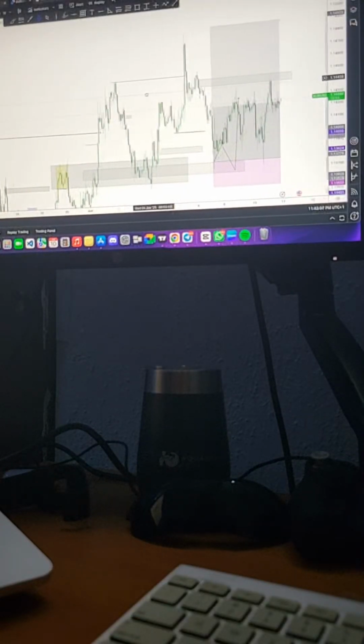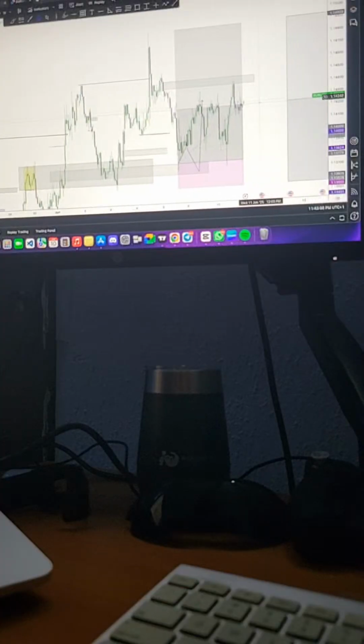So currently I've closed almost all my position on EURUSD. What I'm doing now is that I leave only a small percentage to run all the way up to this zone. So this is my original target here, which is this buy side liquidity here.